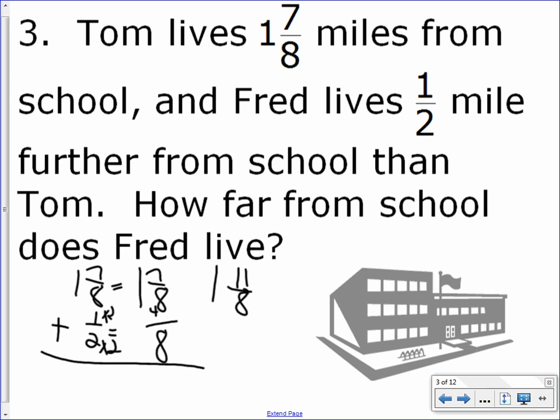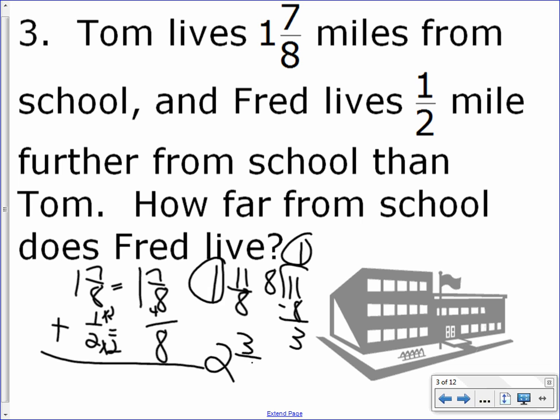There is a whole there because of this improper fraction. So 8 goes into 11 1 time with 3 left over. So there's a whole here and a whole here, which would be 2, and 3/8 left over.